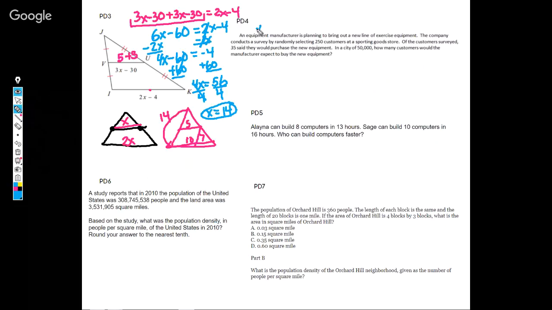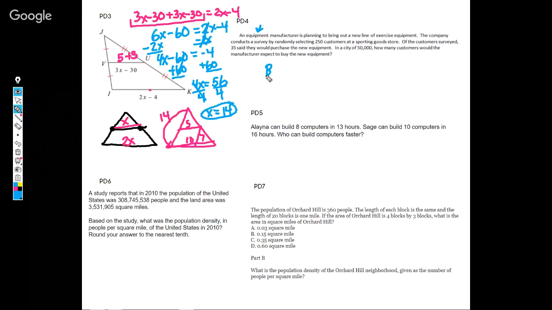PD4, right here. An equipment manufacturer is planning to bring out a new line of exercise equipment. The company conducts a survey by randomly selecting 250 customers at the sporting goods store. Of the customers surveyed, 35 would purchase the new equipment. In a city of 50,000, how many customers would the manufacturer expect to buy?